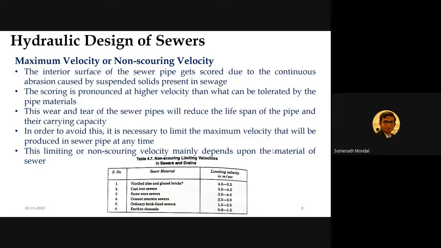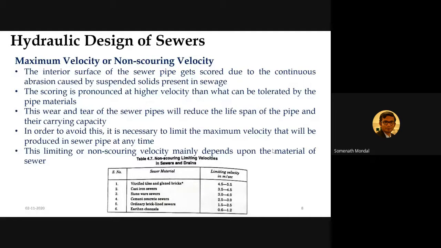And to avoid such a situation, we should be focusing on the maximum velocities, since this has a direct impact on the wear and tear of the sewage system or sewer pipes. So, in order to avoid these complications, it is necessary to limit the maximum velocity that will be produced in the sewer pipe at any time.